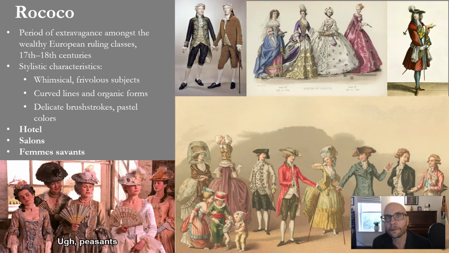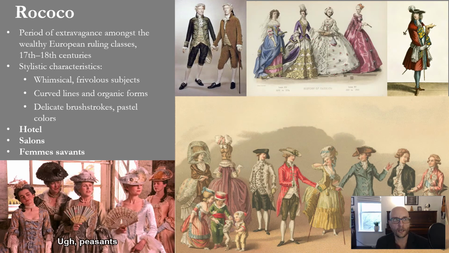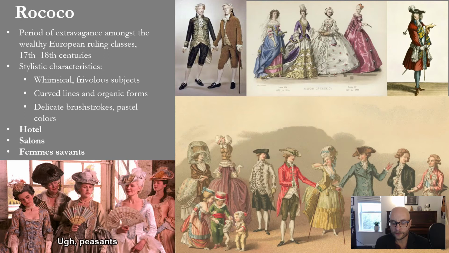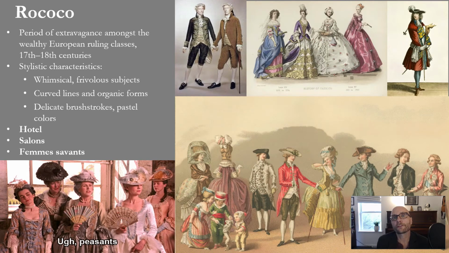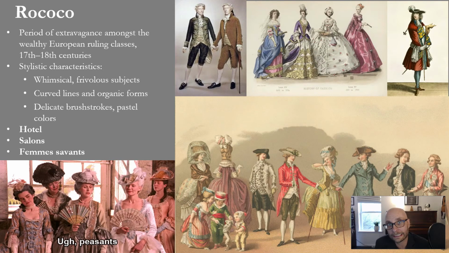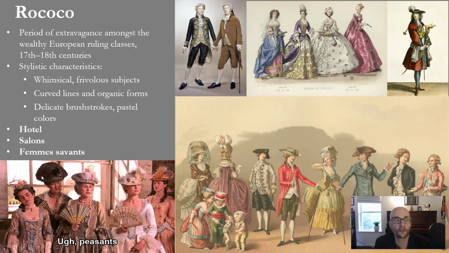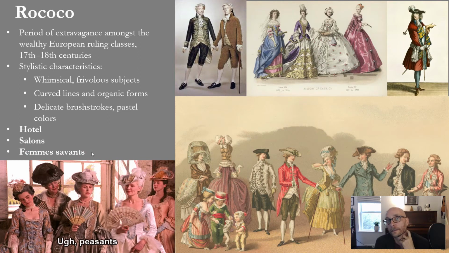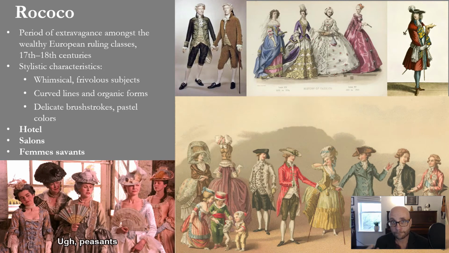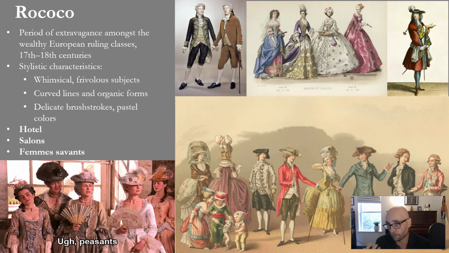Because what happens is this. These French women, and we're going to look at some of them here in a minute, these members of the French aristocracy really start to take the reins of society. These women refer to themselves, and here's the spelling, as femmes savantes. Femmes savantes literally means learned women, and this is what they called themselves.